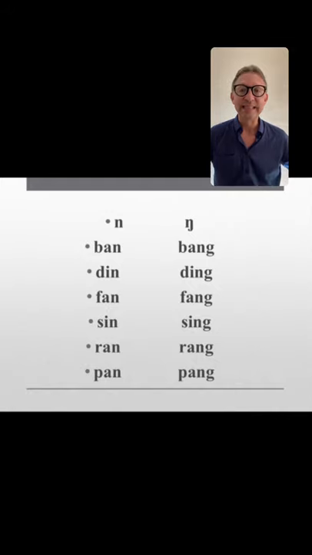Din, ding. Din is an unpleasant noise, often loud, unpleasant noise. That's a din. So if someone down below is making a lot of unpleasant noise, you can say, what's that din down there? I like this word, actually.